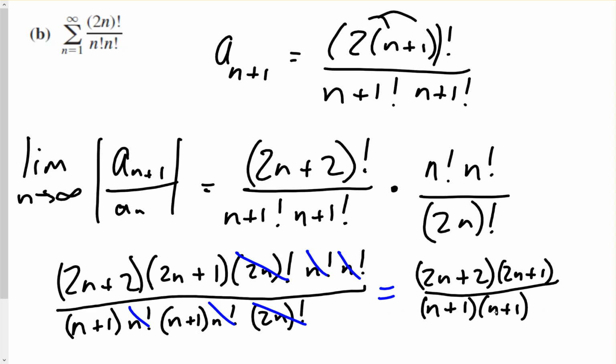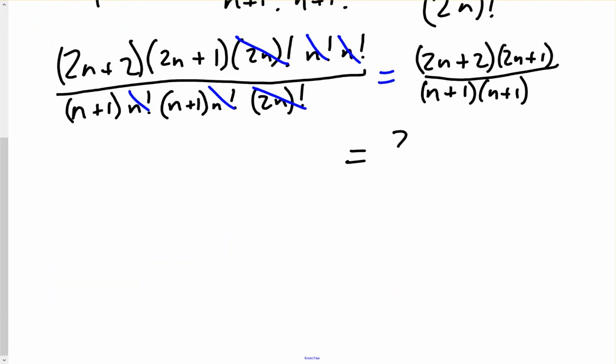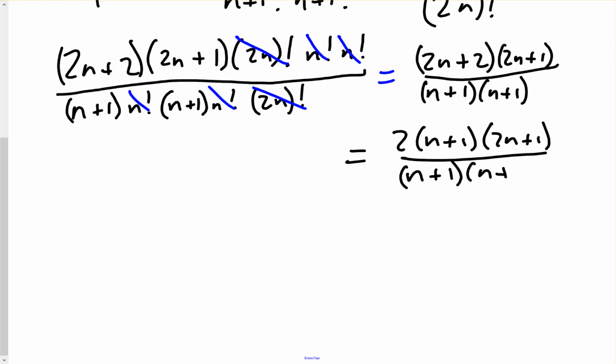Now, once I see this, I could pull a 2 out of this factor. So I have 2n plus 1, and then inside I have 2n plus 1, n plus 1 times n plus 1. Okay, cancel an n plus 1 from top and bottom. If I distribute the 2 in here, I have 4n plus 2 over n plus 1.